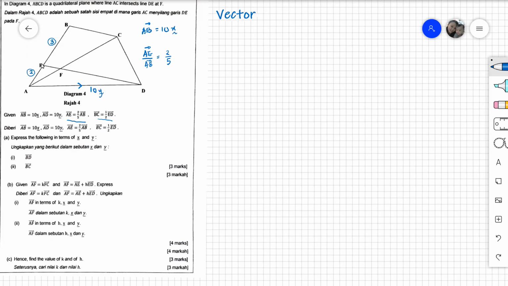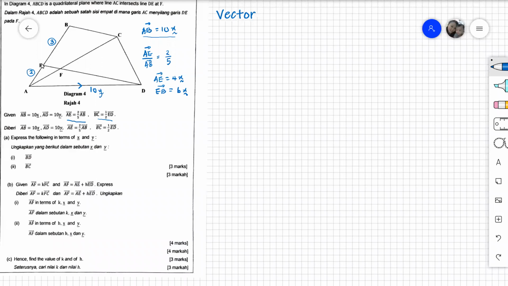From here, we know that AB is actually 10x. Therefore, 10x we divide into 5 parts, so each part will be 2x. Therefore, we will have AE is 4x and EB will be 6x. So get all this information ready so that later we can just apply it directly. No need to recalculate this in our working.